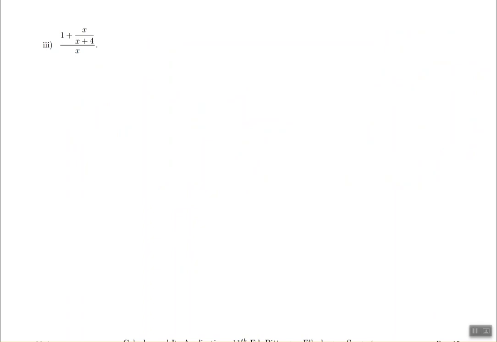Let's take a final look at this last one. So it's 1 plus x over x plus 4, all divided by the x on the denominator.